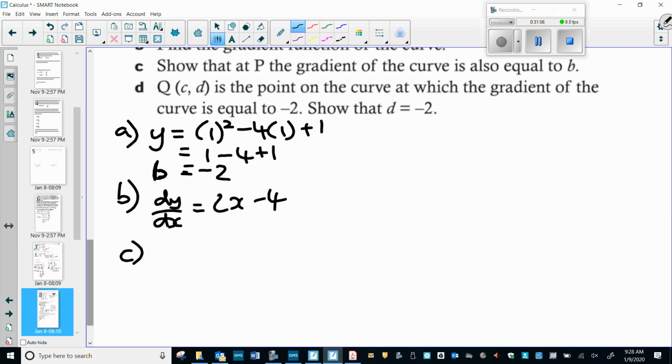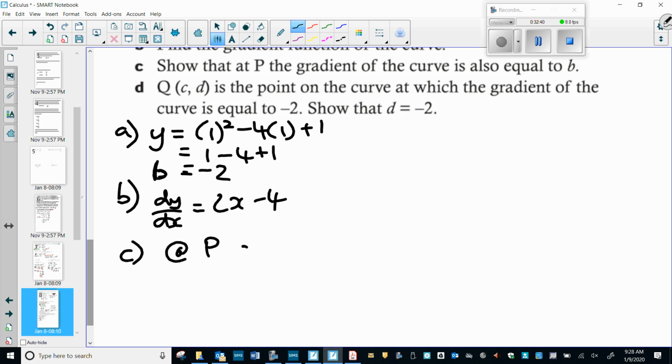At P. So what do we know about the point P? We know the coordinate is 1, -2, yes? We know that the gradient function is 2x minus 4, and they've asked to show that at P, the gradient is also equal to b. So what do we need to do? Put the coordinates in. Yeah, which part of the coordinate do we need to substitute in, Jodie? Which part do we always substitute in? The x.